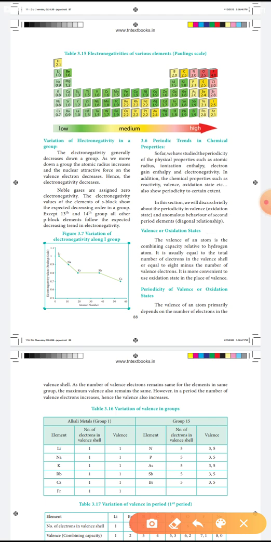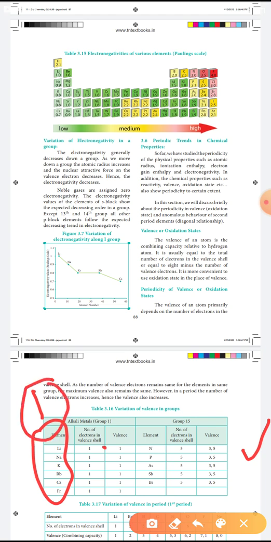See the table column. Lithium is in the first group. These are the first group elements: lithium, sodium, potassium, rubidium, cesium and francium. First group elements have only 1 electron in the outer valence shell, so the valence is 1.